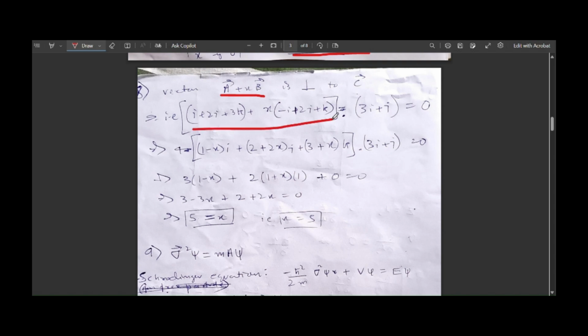We find this. If it is perpendicular, then their dot product would be 0, as the angle between them is 90 degrees and cos 90 degrees is 0. So this dot this one is 0. You will calculate and find out the answer is x is equal to 5. Very easy calculation.